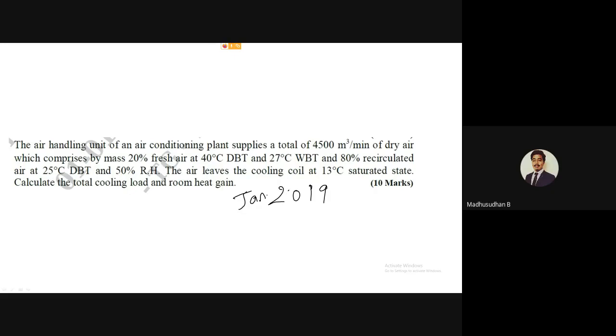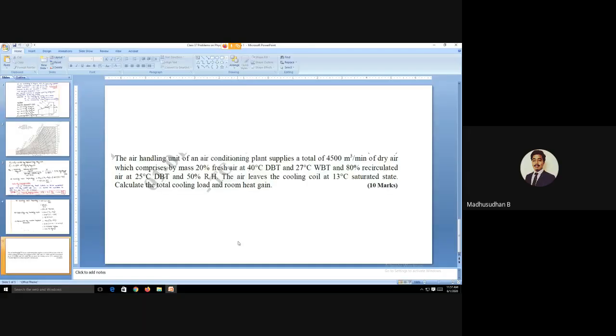Similarly, you can try this problem which was asked in January 2019. It has the same thing, but be careful with this. He has not given the relative humidity, but instead he has given the WBT. How to solve this kind of problem? Just analyze it and then solve it. It is very similar to the problem you have solved now. Try to plot on the psychometric chart and you'll get the solution. If any doubts, please contact me.